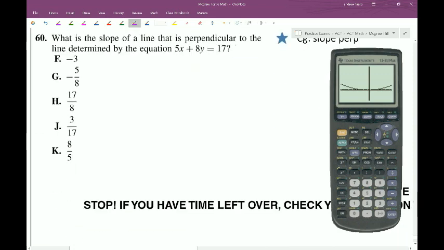What is the slope of a line that is perpendicular? So what we could do is solve for y. So we subtract the 5x to the other side, making it negative 5x plus 17. Then we divide by 8. So the slope of this line is negative 5/8. Then to find a perpendicular, we'd have to take the negative reciprocal, and we would get 8/5.